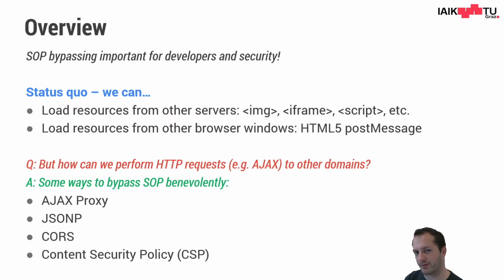So today you learn about the attacks, and this basically bypassing means attacking at the same time, because it can happen benevolently or also by attackers, which we'll see by an example in a few minutes. So there are 4 methods to bypass the same origin policy, and if it's done by developers, it happens in a good way, so benevolently. The first thing is XHR proxy, then JSON-P, JSON with padding, CORS, and the content security policy.